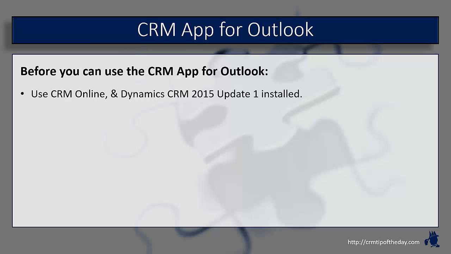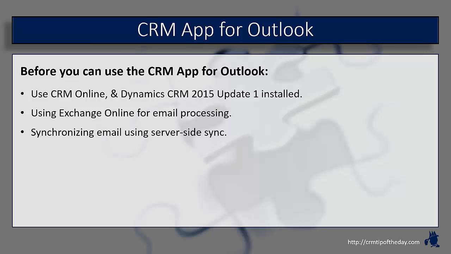So the first thing you have to do is be running CRM Online. Your organization has to have CRM Online, and you have to have the Dynamics CRM 2015 Update 1 installed on your organization. The other thing is your organization needs to be using Exchange Online for email processing. So it does not work for on-prem versions of Exchange at this point. It's only available for organizations who are using Exchange Online and who have server-side synchronization set up for their email with their Exchange Online account.